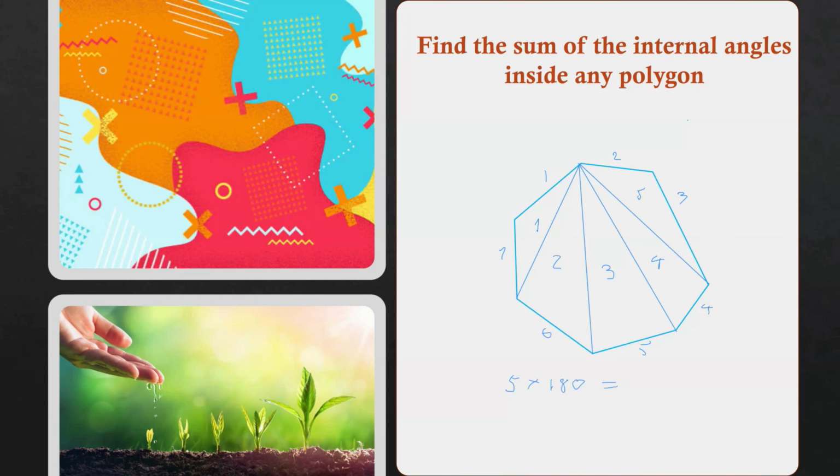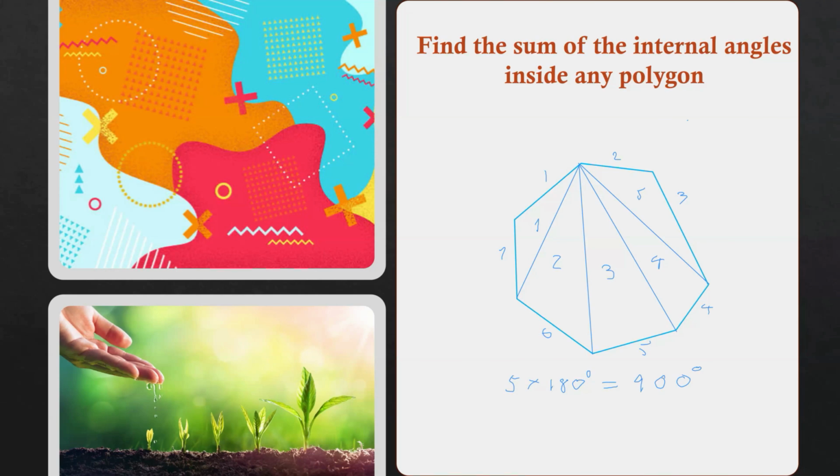And in this case, we have 900 degrees. So the sum of all the angles inside this polygon is 900. And the way you work it out is that you break the polygon into triangles.